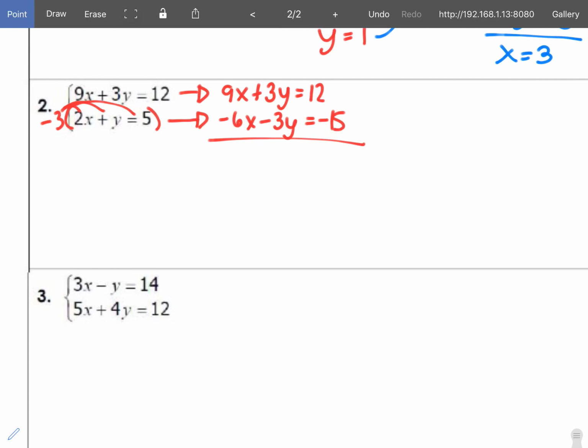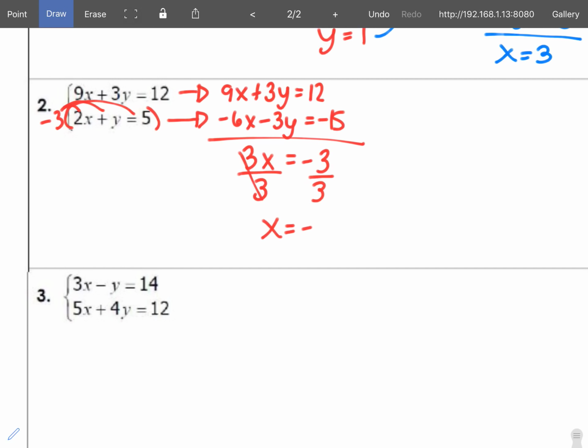If I add down, do I have something canceling? Yeah, these y's here are going to cancel now. 3y minus 3y is 0. So now I'm going to do 9x minus 6x is 3x equals 12 minus 15 is negative 3. Oops, it's not negative 3x, it is negative 3. Divide by 3. So x equals negative 1.